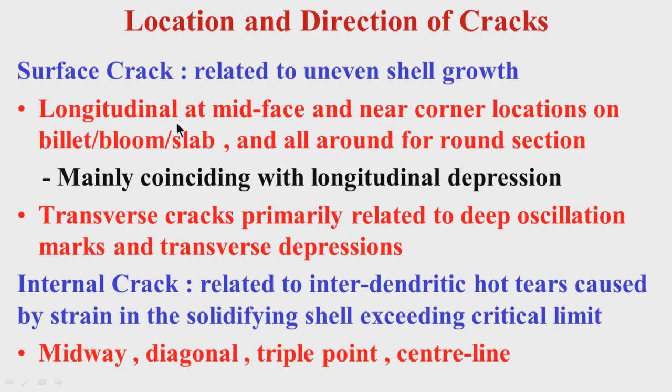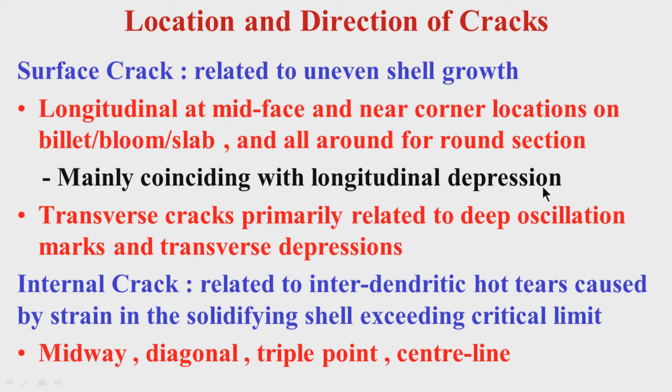There may be longitudinal cracks in the direction of the casting, at mid face or near corner locations or any random locations. For a round section it can be all around, that means it does not have any specific location. But for billet, bloom and slab, it can be near the corner, off corner, mid face, or any other specific location. Mainly they coincide with a longitudinal depression.